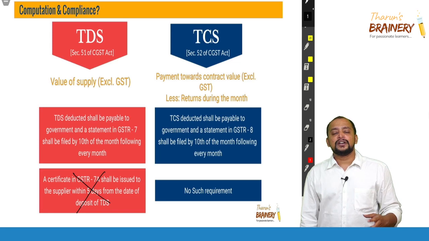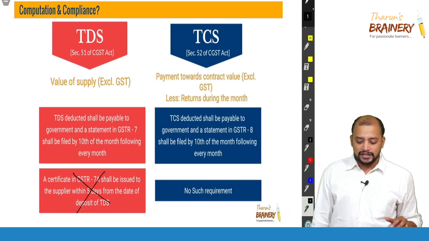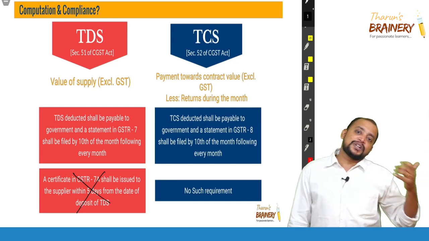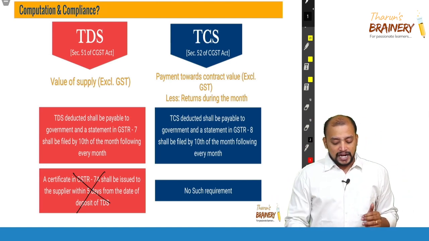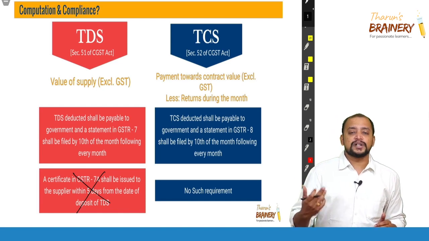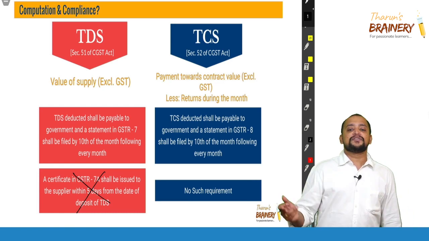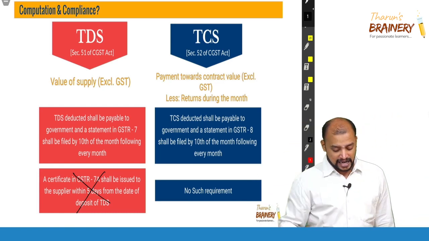So for example, we are selling some goods. The value of the supply minus whatever is the returns during that particular month. So we sold a product in the last month that got returned during the current month. On that we need to compute TCS, and TCS is payable at the rate of 1% by 10th of the month following every month, just like TDS, but the return will be different. GSTR 8, TDS is GSTR 7, here TCS is GSTR 8.